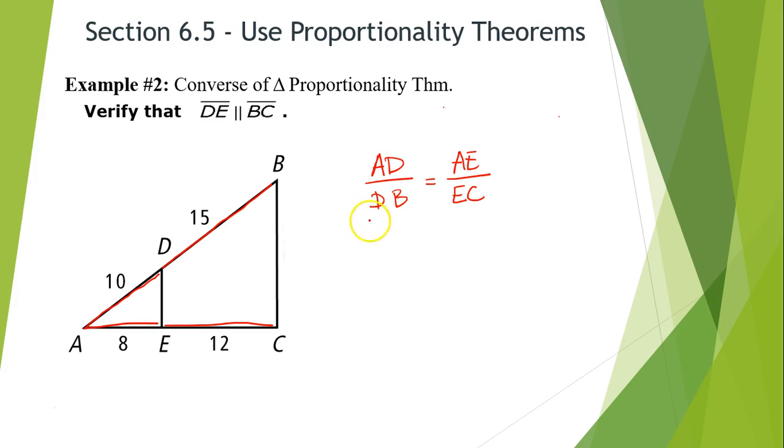Okay, now verify that by plugging in numbers and seeing if it is true. So 10 over 15 is what I get for that one, and then 8 over 12. Now, if we reduce both of these fractions, we will get 2/3 is equal to 2/3. So this statement of proportionality is true, and therefore that verifies that these two segments, DE and BC, are parallel to each other.